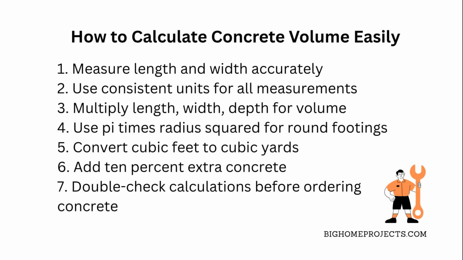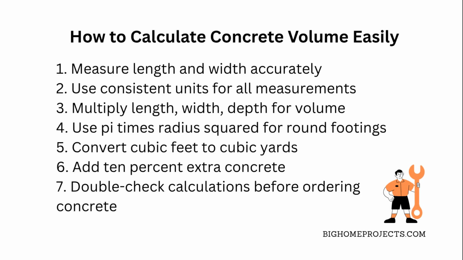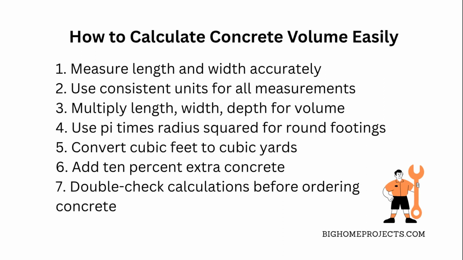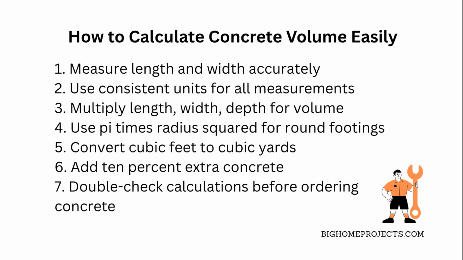Alright, first thing is measuring your area right. Grab a tape measure or laser and get the length and width for slabs, or the diameter if you're doing round footings. Then, figure out the depth or thickness of your pour. Keep all your measurements in the same units, usually feet or meters, because mixing them up will mess with your calculations big time.